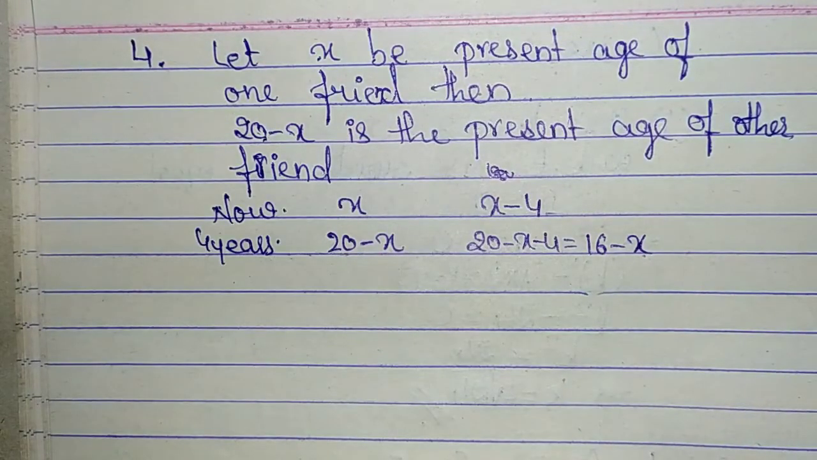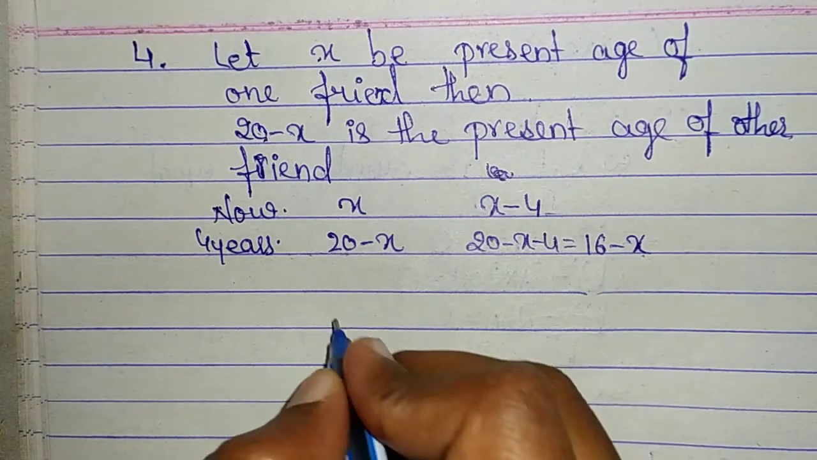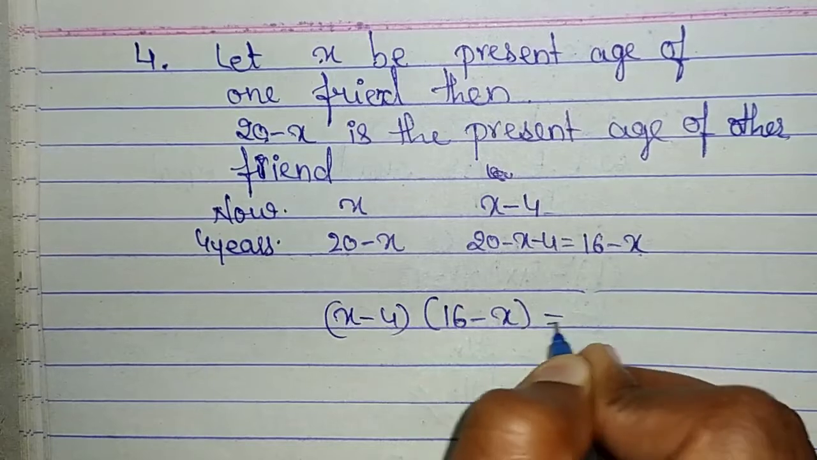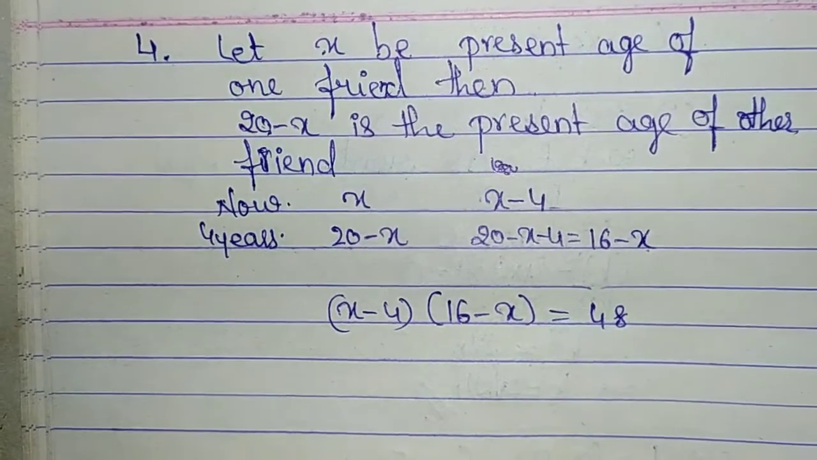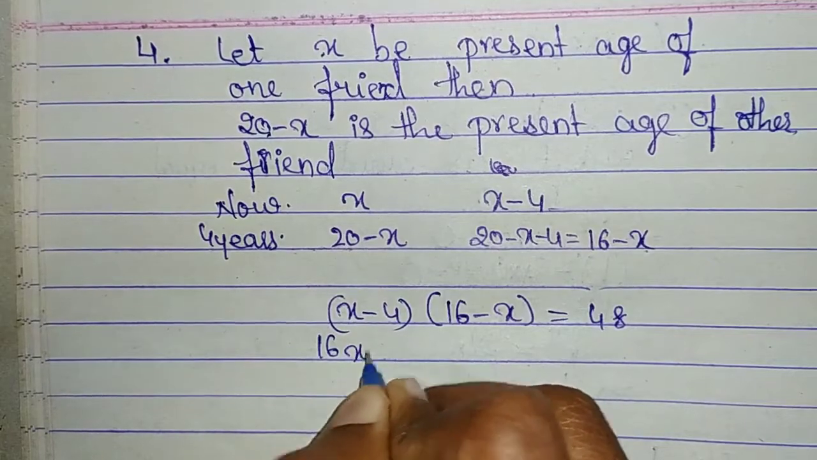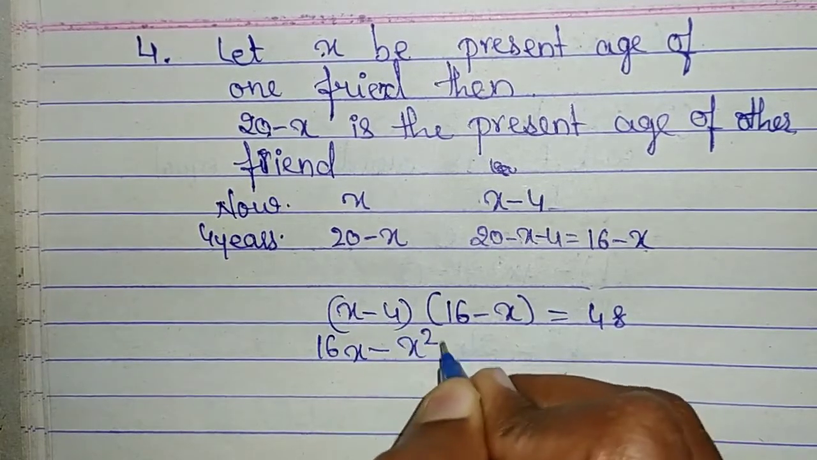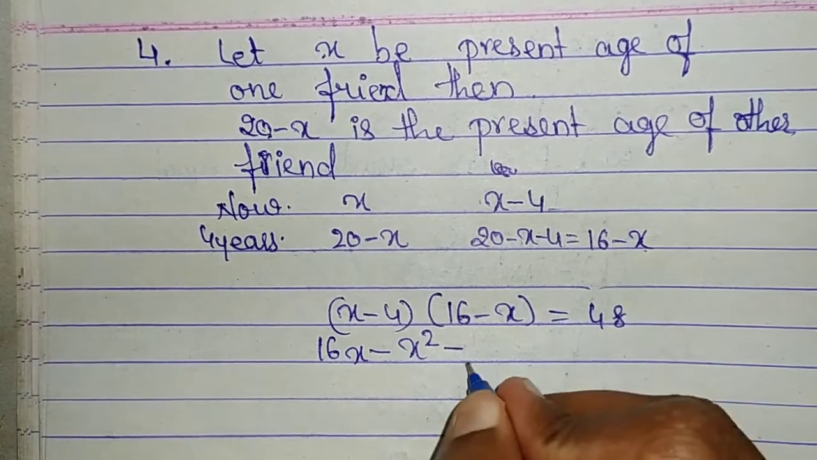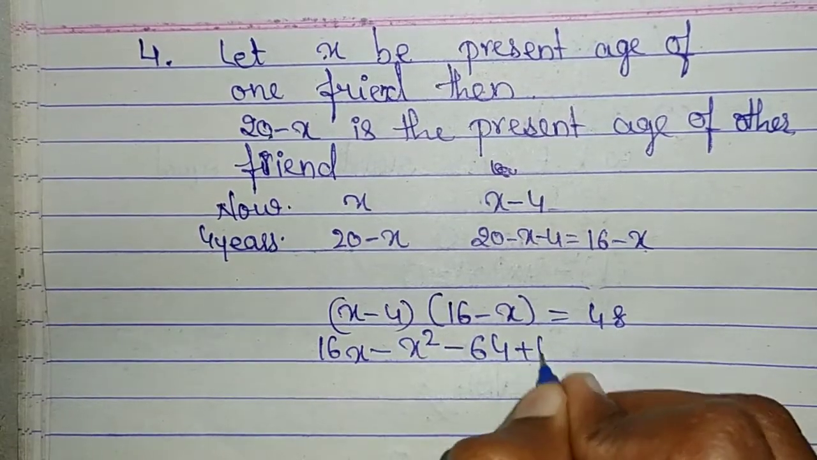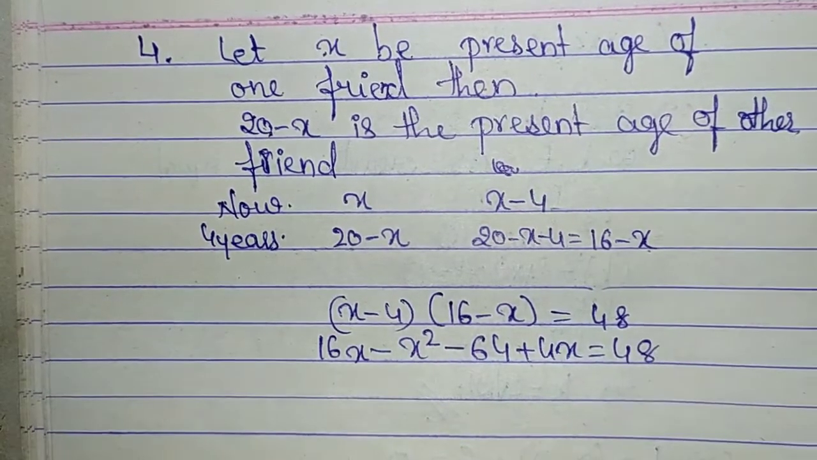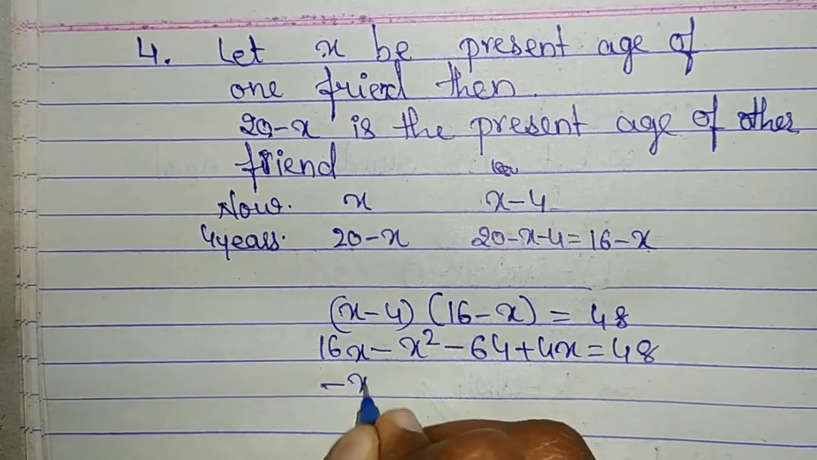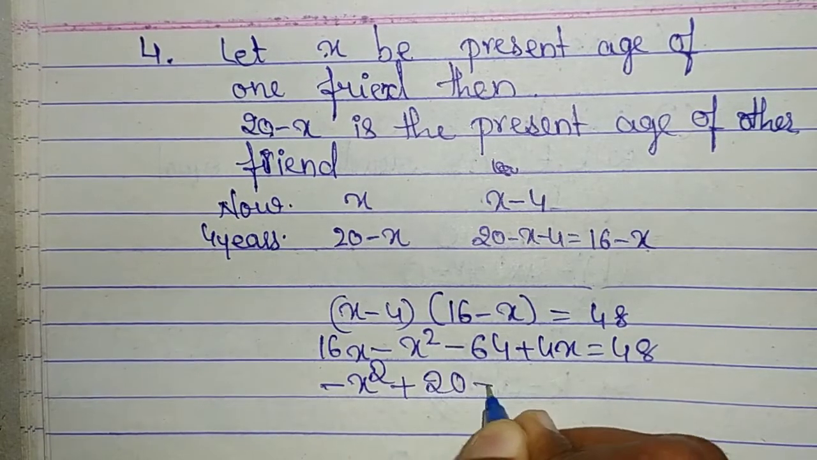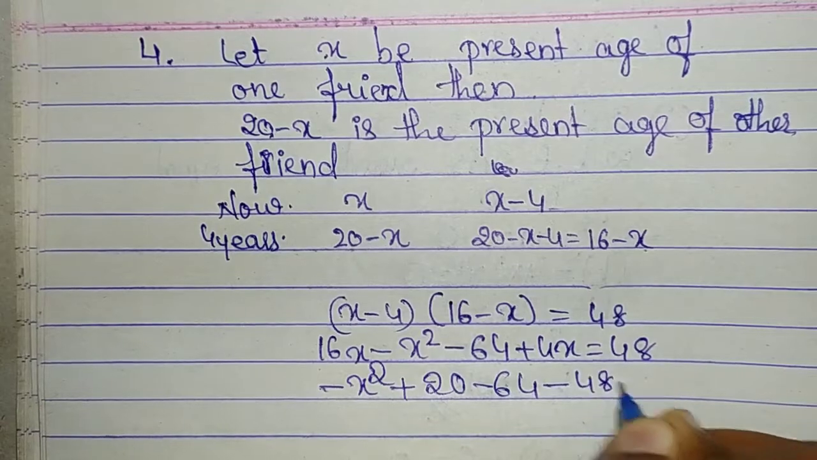And they have told us that the product of their ages 4 years ago was 48. That means (X minus 4) into (16 minus X) is equal to 48. So opening the brackets, we get X into 16, 16X, minus X square, minus 64 plus 4X is equal to 48. On rearranging we get minus X square plus 16X plus 4X, that is 20X, minus 64 minus 48 is equal to 0.